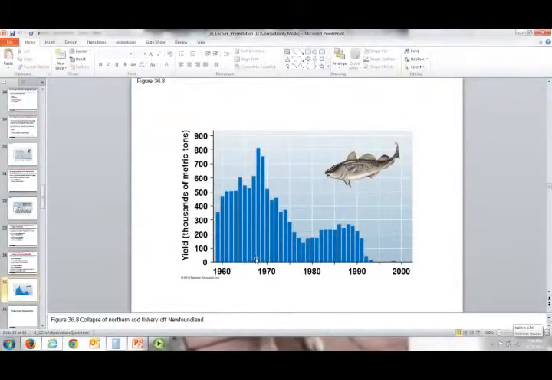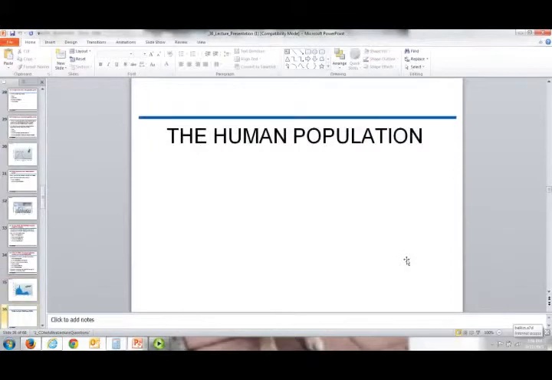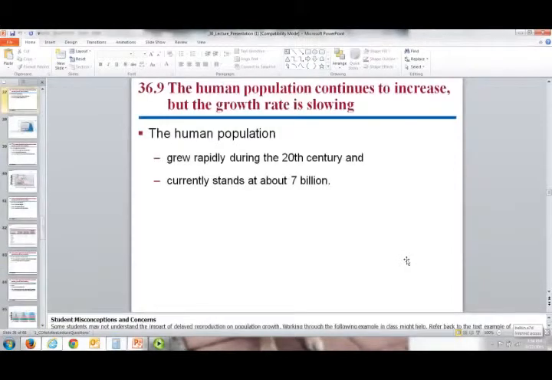So this is just showing the yields in thousands of metric tons of the cod. And you can see that they were high, they've gone way, way down and stayed low. So when we look at the human population, it grew rapidly during the 20th century, and currently it stands at about 7 billion. And growth of the human population is not equal in all parts of the world.